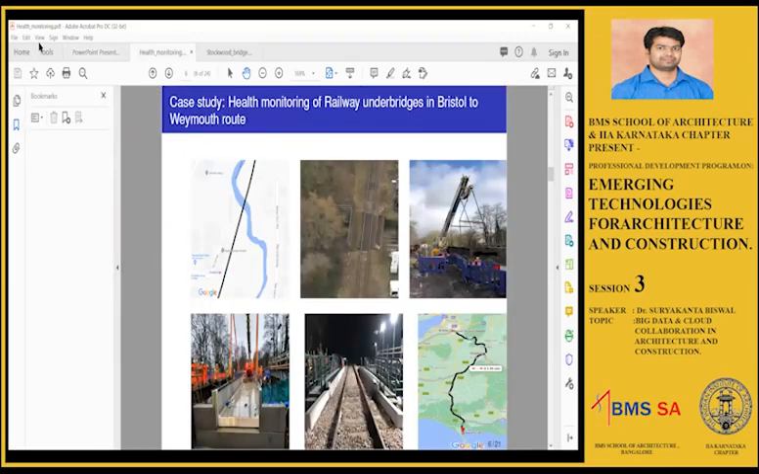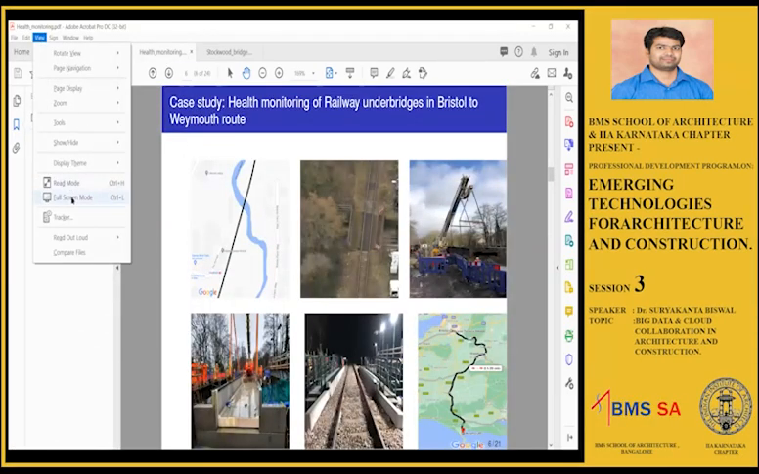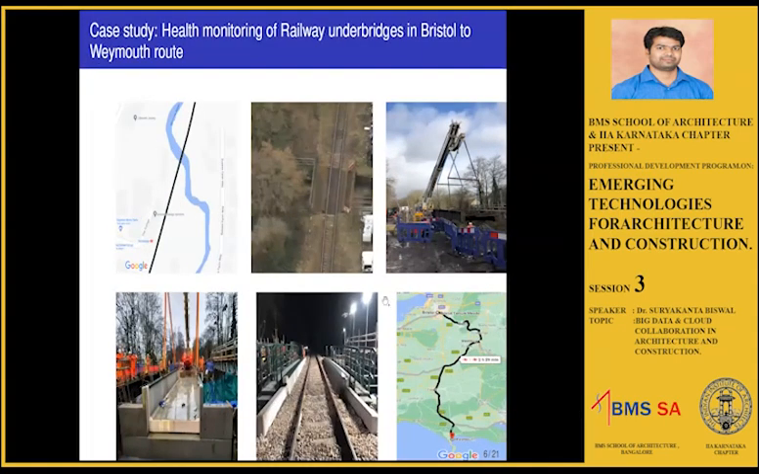So the case study is a bridge case study. Here the case study is to identify the remaining life of the steel under bridges in the route from Bristol to Weymouth. So in this route, there are some 25 or 26 steel under bridges, similarly constructed around 1890, so some 130 years old.